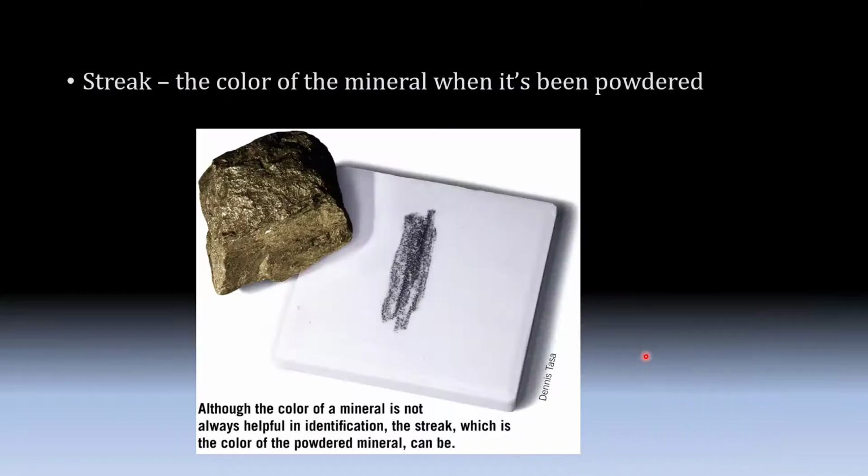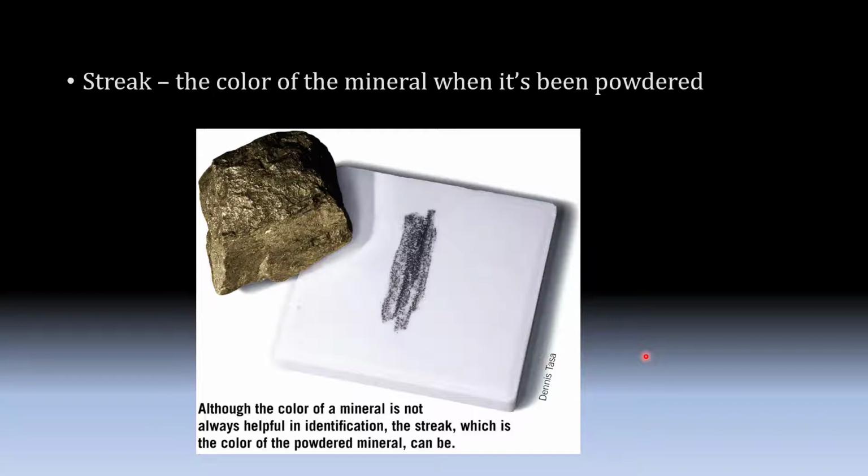Another property that's useful is streak. So there's a piece of pyrite there. That's not the best piece of pyrite in the world, but that's okay. It has metallic luster. The other fun thing about pyrite, though, is that it has a streak. Now, what is streak? Streak is the color of the mineral when it's been powdered. And so now you're all like, I have to powder a mineral. How am I going to powder it?